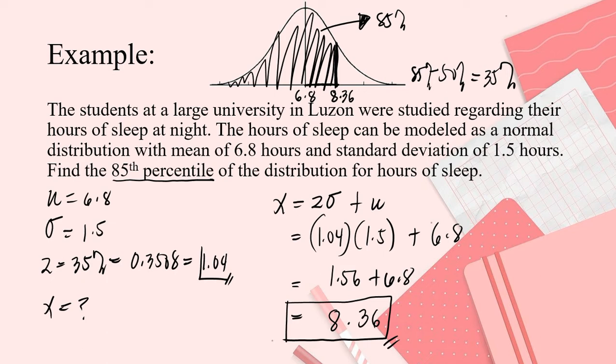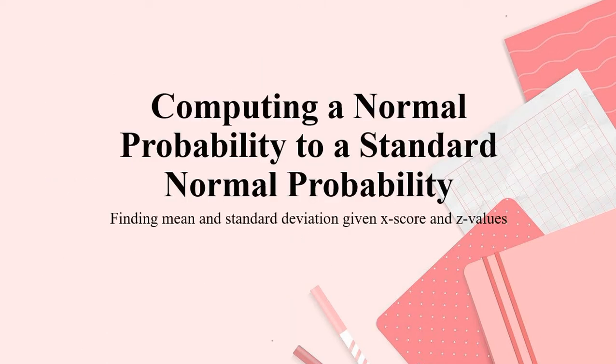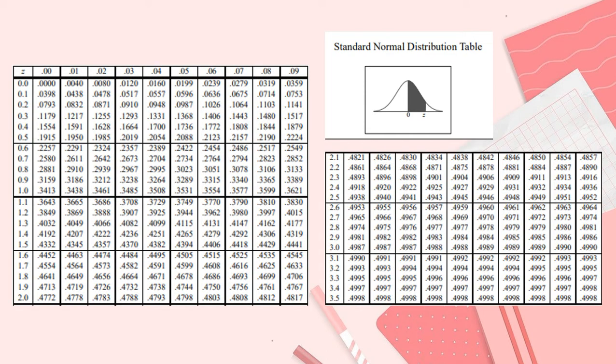If we are solving for the x score, since okay na po tayo, let's proceed with finding the mean and standard deviation. Given naman dito yung x score at z values. Kanina nawawala si z. Sumunod nawawala si x. Ngayon naman, pag nawala si mean at si standard deviation. So again, gagamitin pa din natin yung ating table.